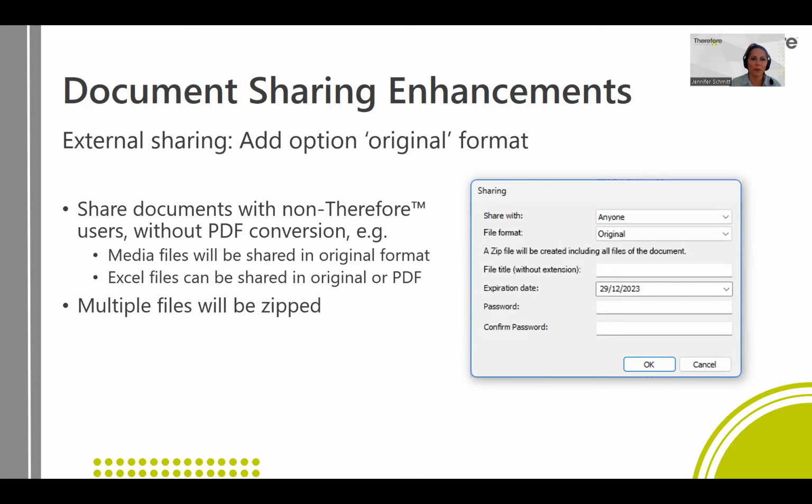So when you click on the sharing link, you create a sharing link. You can also select to share in the original file format. Last release, only PDF was possible. You can also add a file title, an expiration date for the shared link, and a password as well, so that there's a little bit of security on there. So as you can see here, this original file format is what's truly new in version 31.